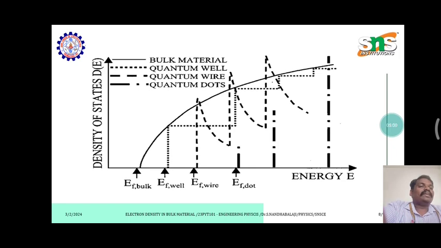The graph shows the different structures of four different types of nanomaterials. This kind of density of states belongs to each and every material, and nanomaterials have different applications.